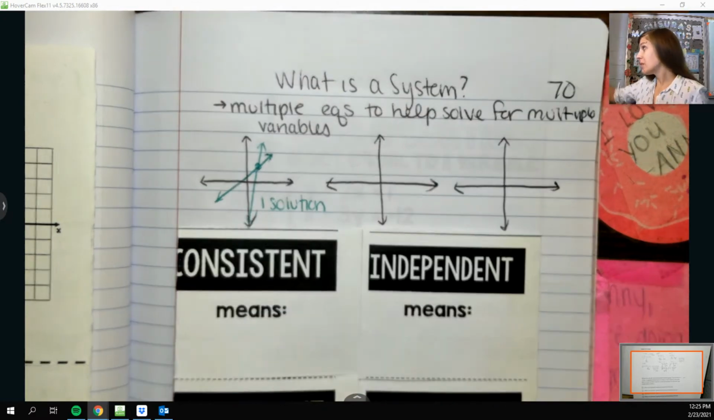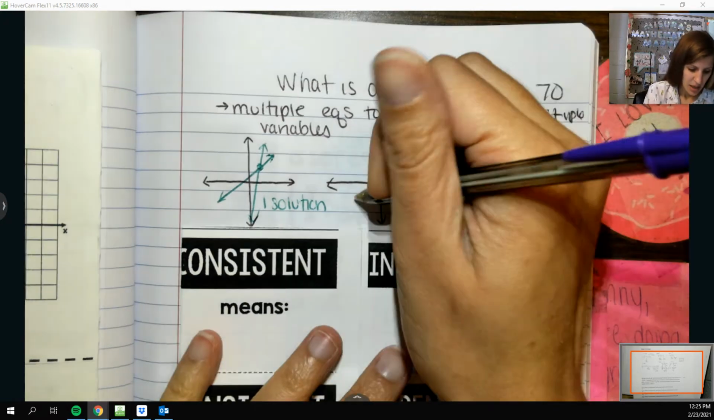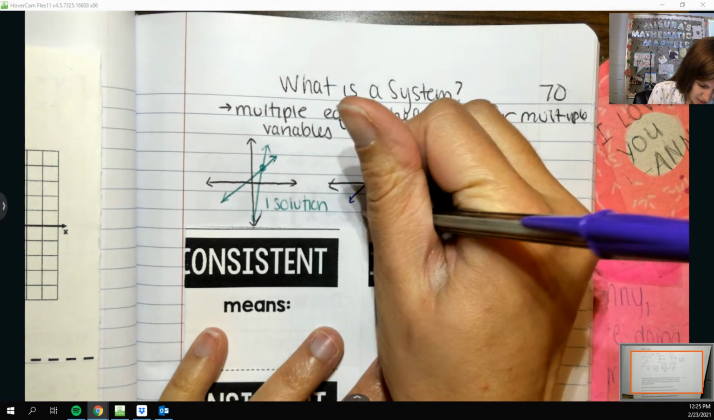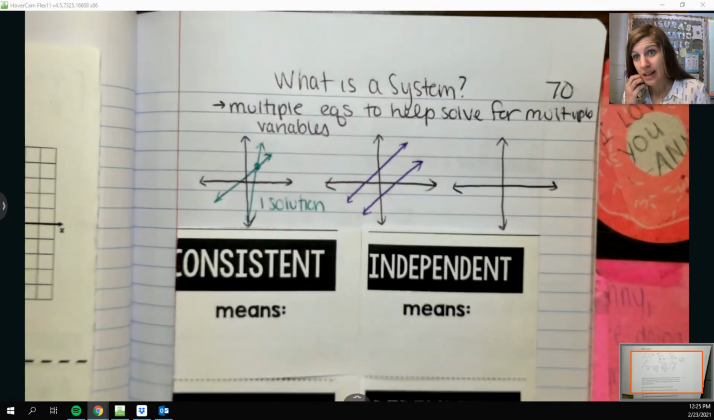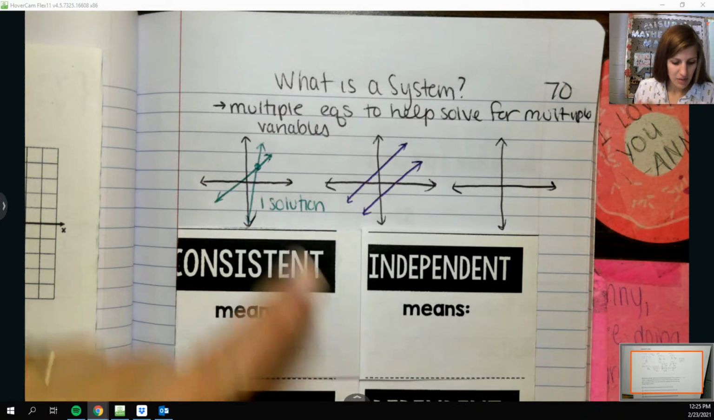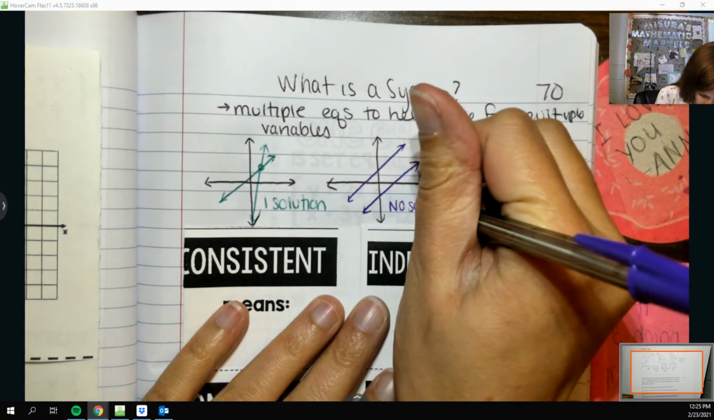Now, if you remember, we also talked last chapter about lines not crossing. Lines that do not cross are parallel. Since they don't cross, they don't have a solution, because you're always looking for the point where they touch, and that's my solution. So since they don't touch, they have no solution.